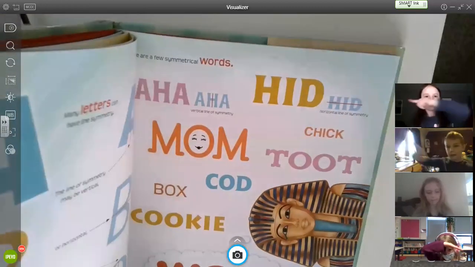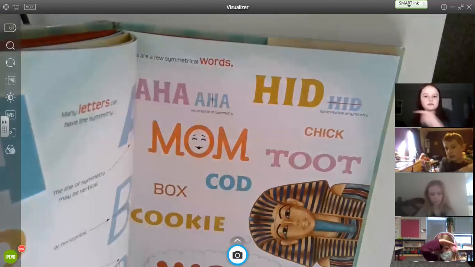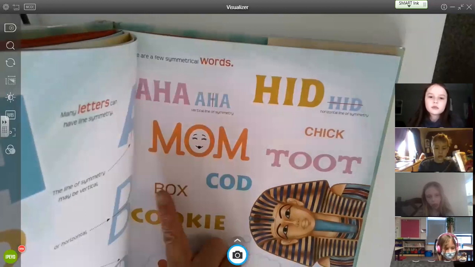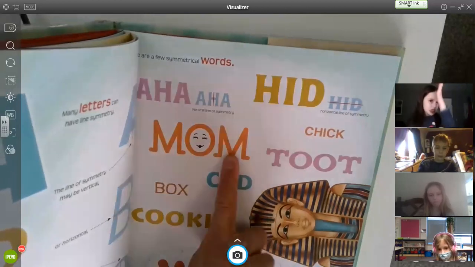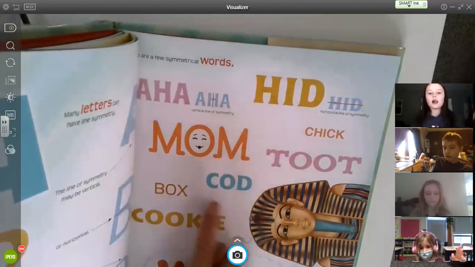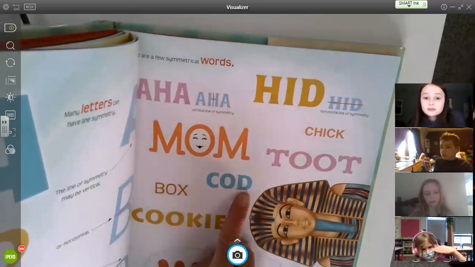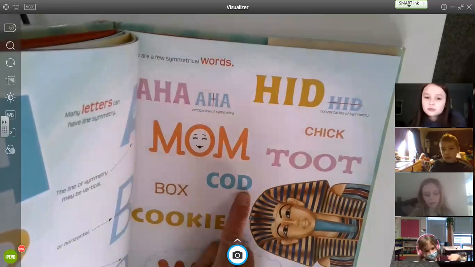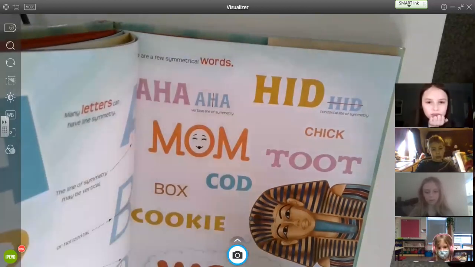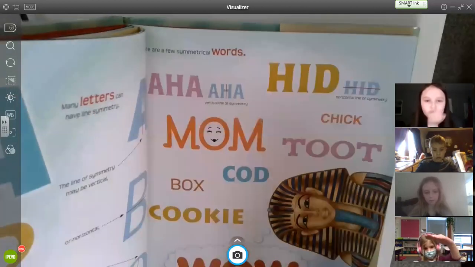Leo's got it. Definitely horizontally. Good job, Katie. All right, what about cod? Is that going to go vertical or horizontal? Okay, if I go vertically, will that C match the D? Nope, it won't match. It's got to go horizontally.